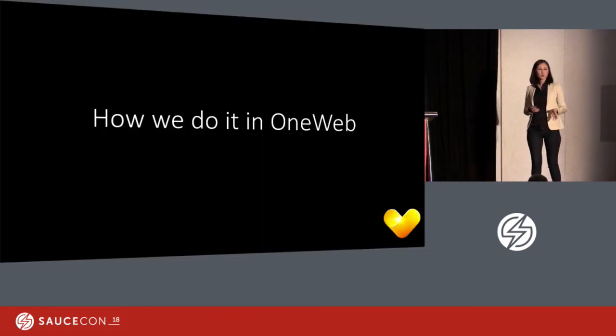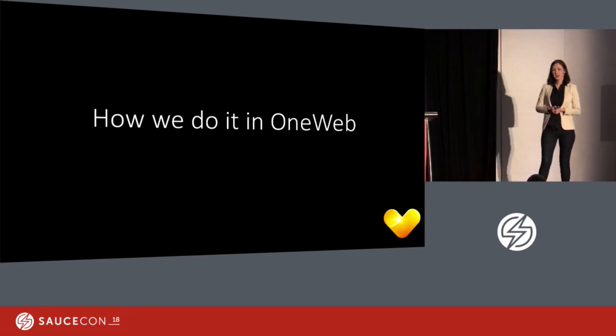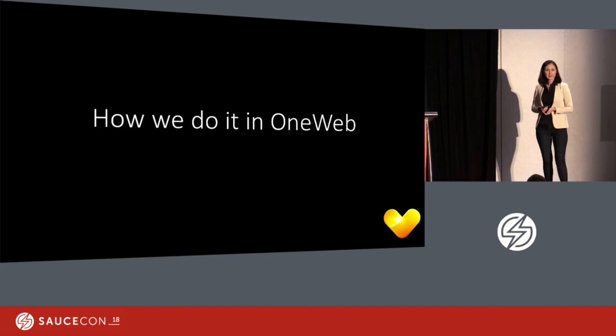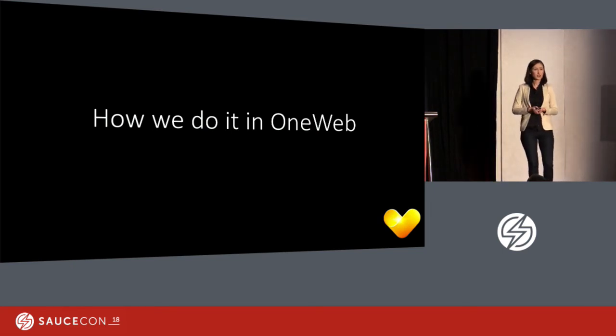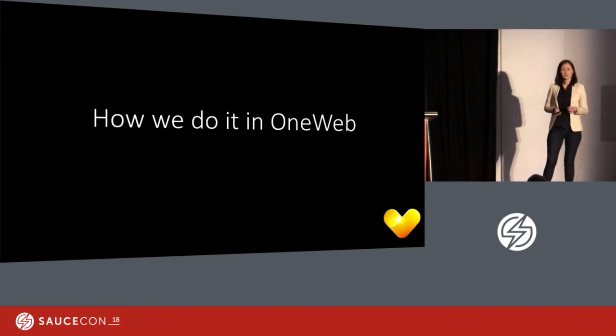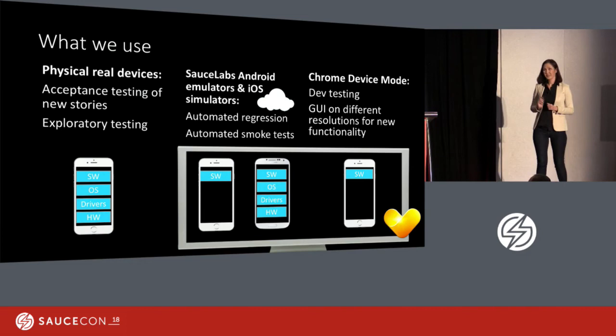A few words about what we are doing in OneWeb with our particular web application. It's a single-page web application with responsive design. Its backend is partly Java, partly Node.js. Its frontend is AngularJS. And we are doing the following.